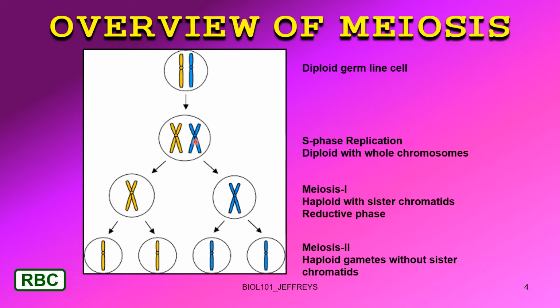Now, in meiosis 1, we're going to separate the homologs. And so we have this yellow guy going over there, this blue guy going over there. So now we go from diploid 2N to two haploid, or 1N, daughter cells. And that is why meiosis 1 is called the reductive phase, because we reduce the number of chromosomes in the parent cell to 1/2 in each daughter cell. So we go from 46, in the case of humans, to 23 here and 23 there.